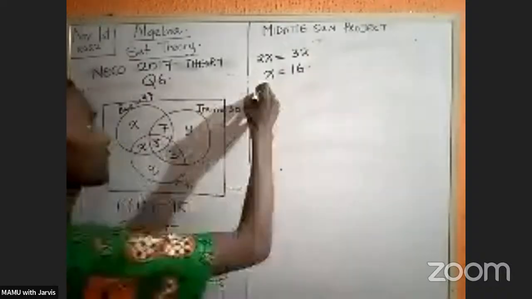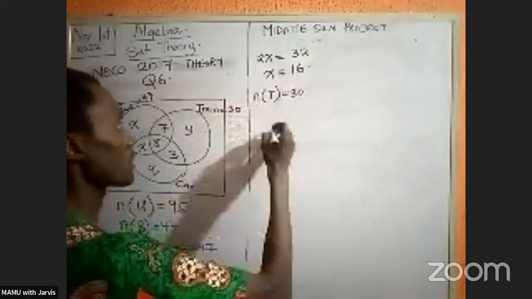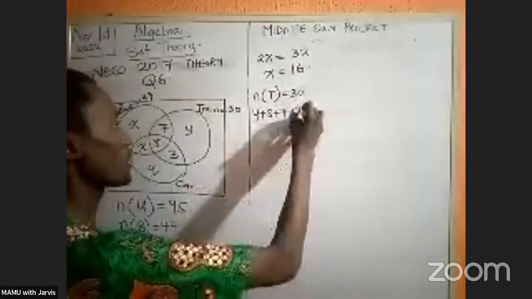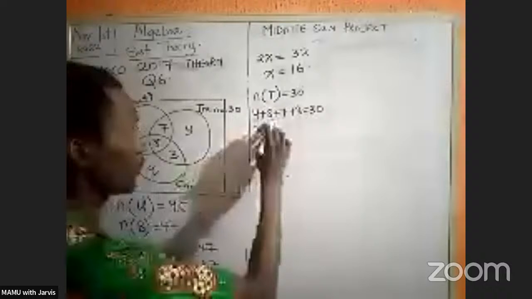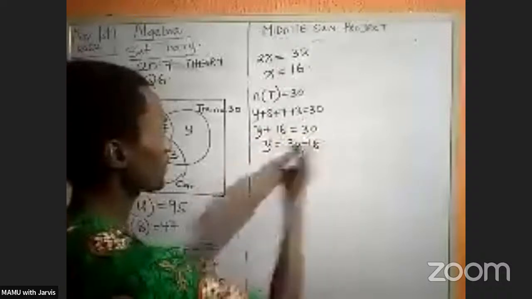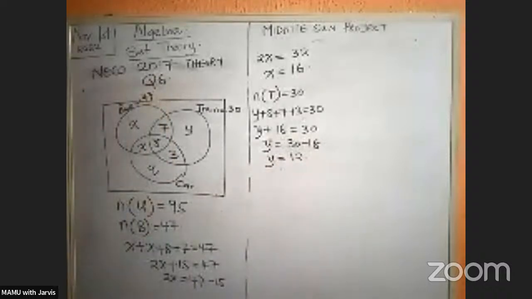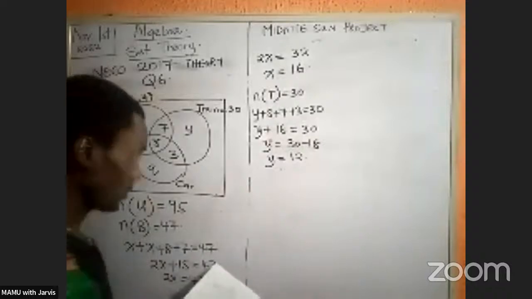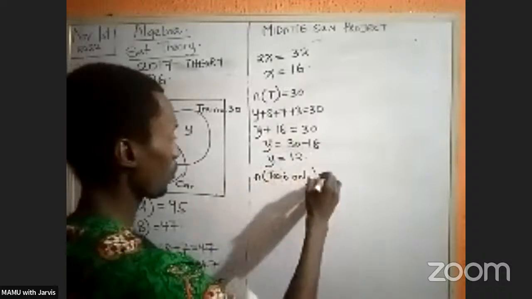So look at it. It means that number of train, which is equal to 30, is y plus 8, plus 7, plus 3 equal to 30. So that means that y plus 18 will be equal to 30. Y will be equal to 30 minus 18, meaning that y will be equal to 12. So the number that traveled by train alone will be 12.